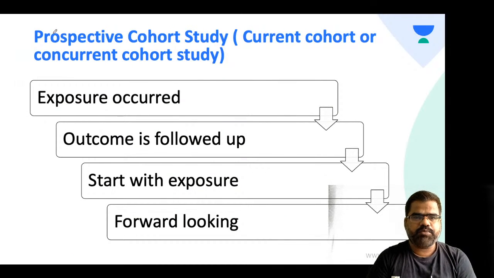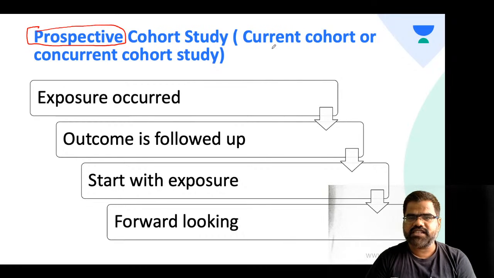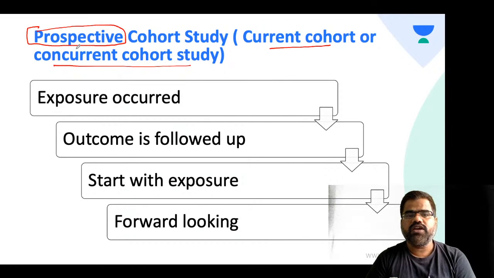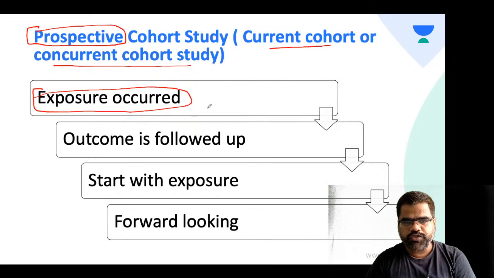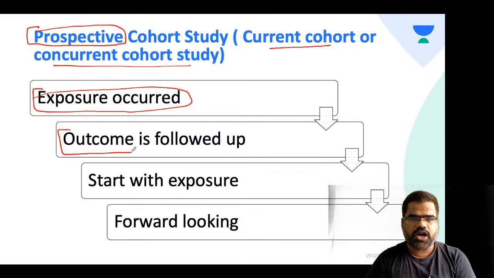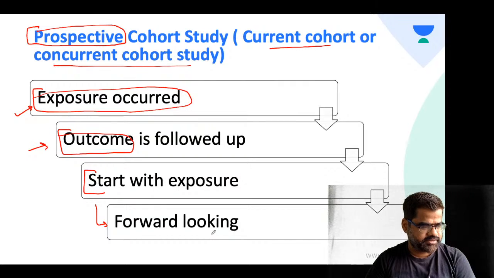So let's take prospective cohort. No? Prospective cohort, can we say it as current cohort or concurrent cohort? Why is it called concurrent or current cohort? Because we are moving forward. So you start the study with exposure, and when you start the study with exposure, you are moving forward and you are trying to see the outcome, right? When you start the study with exposure and you are doing a follow-up for outcome, so can we say start with exposure and move forward? So it is a forward-looking study, right?